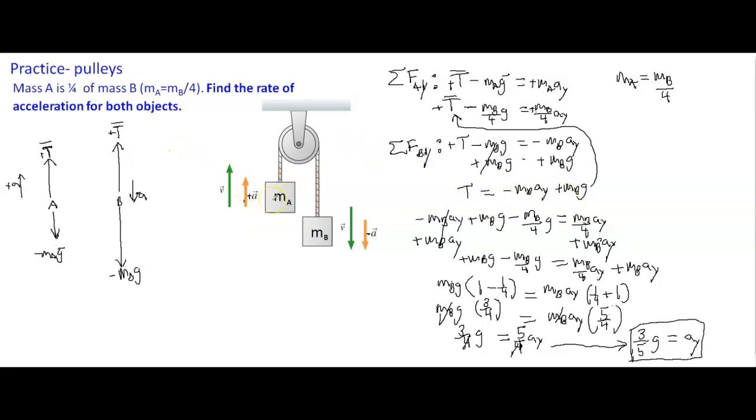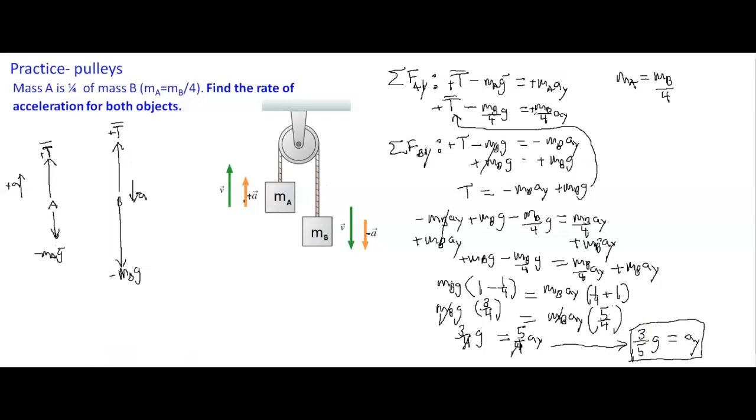So if block A is speeding up as it's moving upwards, and block A is less than block B, and block B is falling downwards, and thus the rope is pulling block A upwards. What you find out is it's not falling at gravity. It's actually somewhat less than gravity, 3/5 of that.